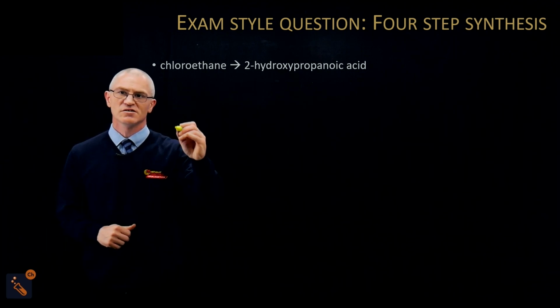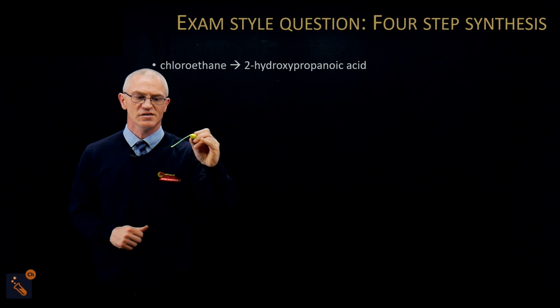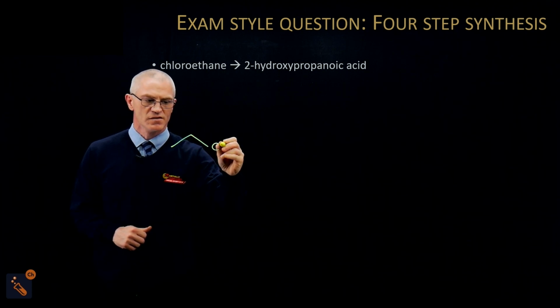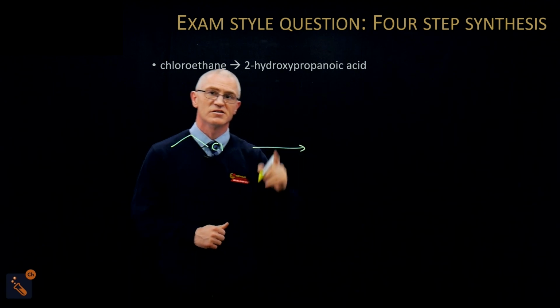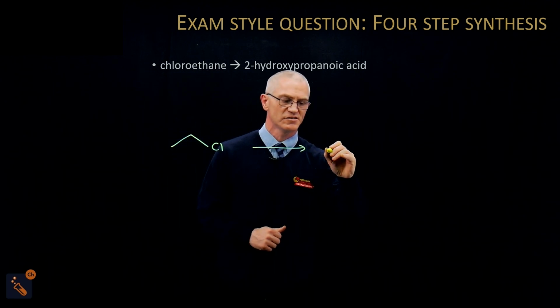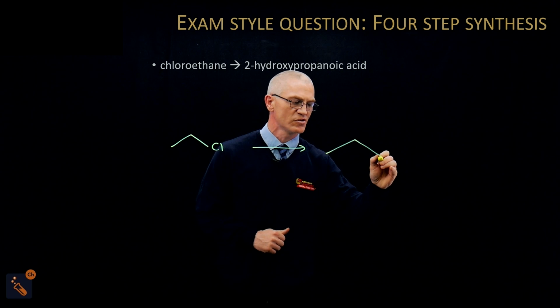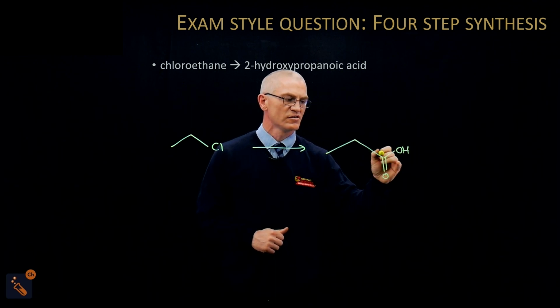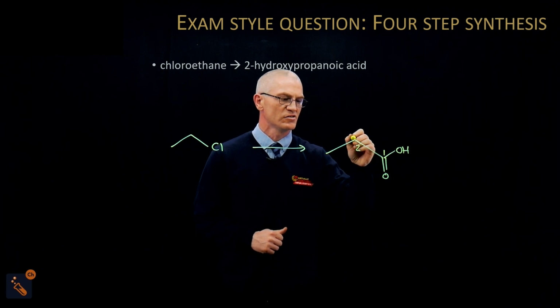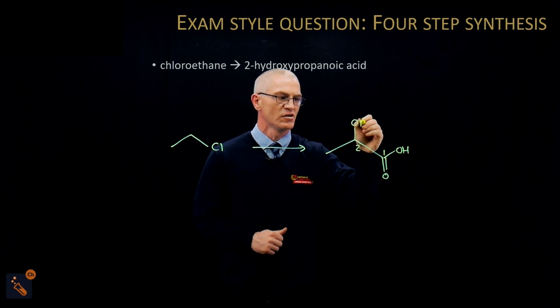So first of all, you're starting off with chloroethane. So there's your chloroethane. That chloroethane is going to turn into 2-hydroxypropanoic acid. So propanoic, 3 carbons long. And then there's your propanoic acid. That means at position number 1, then 2. Okay, and there's your OH.